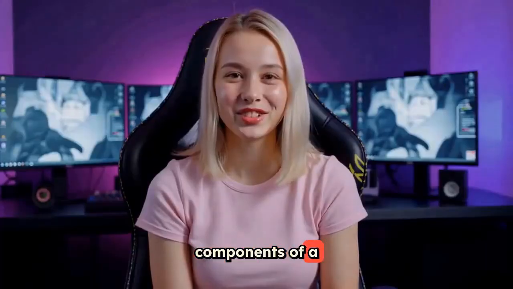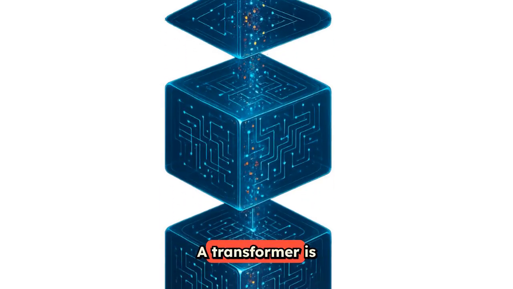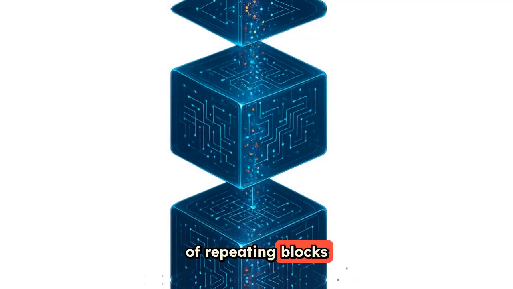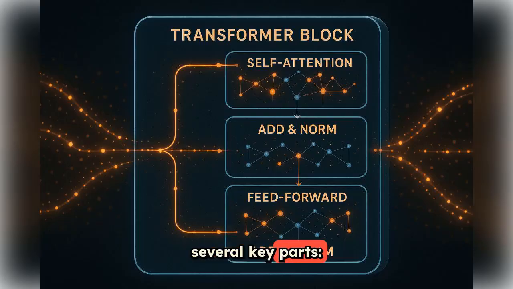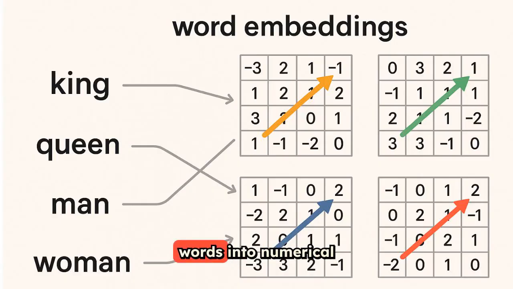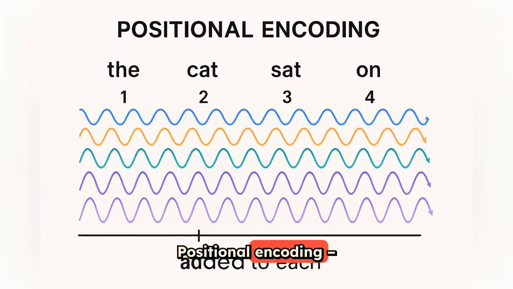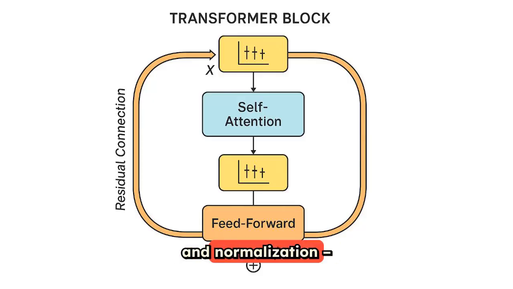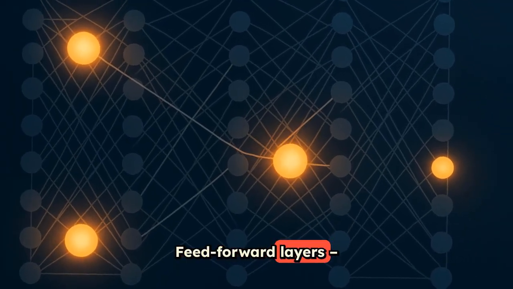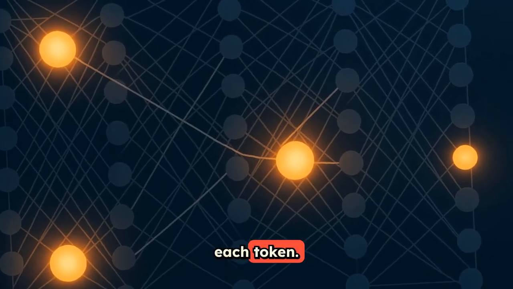What are the main components of a transformer? A transformer is made up of a stack of repeating blocks that process input data step by step. Each block includes several key parts. Embeddings convert words into numerical representations. Positional encoding adds information about word order. The self-attention mechanism helps identify which words are important in context. Residual connections and normalization improve stability and ease of learning. Feed-forward layers perform additional computations for each token.